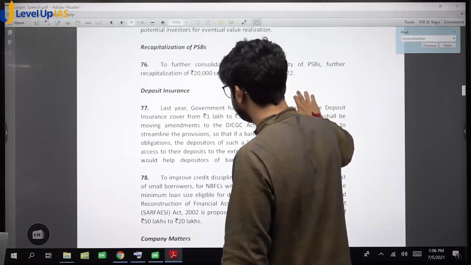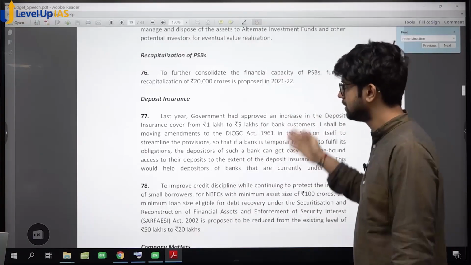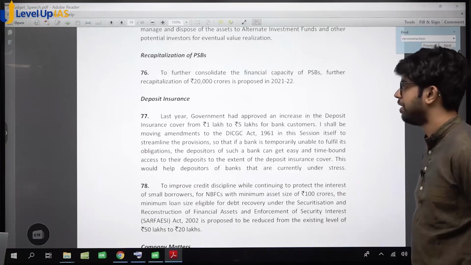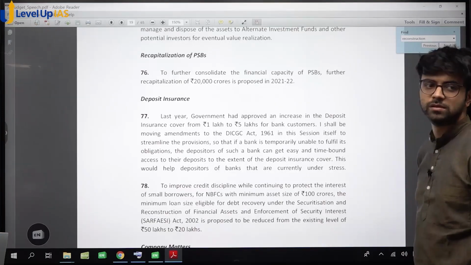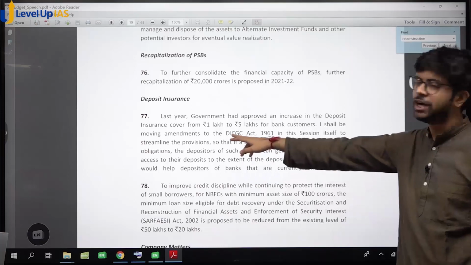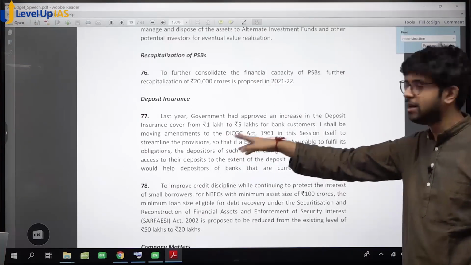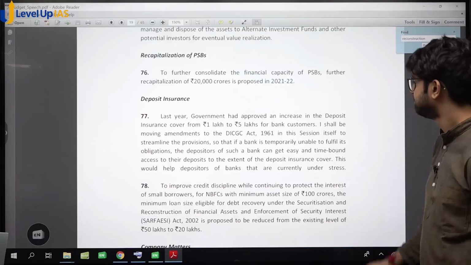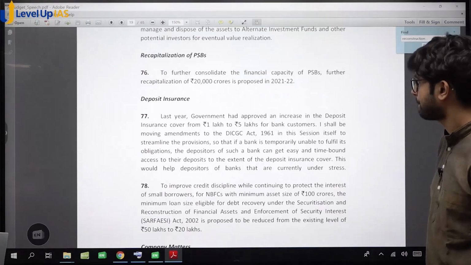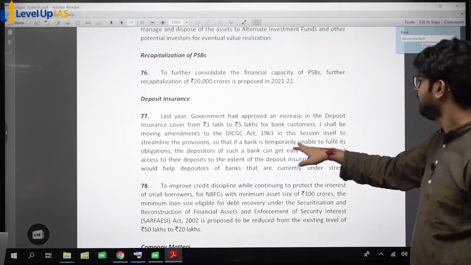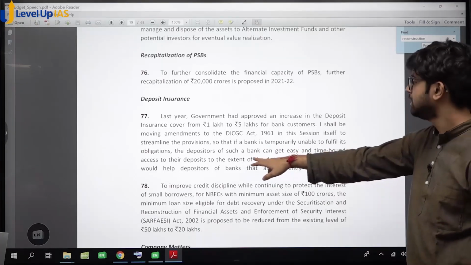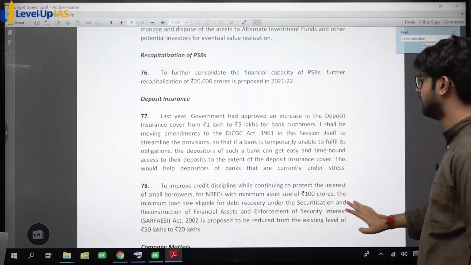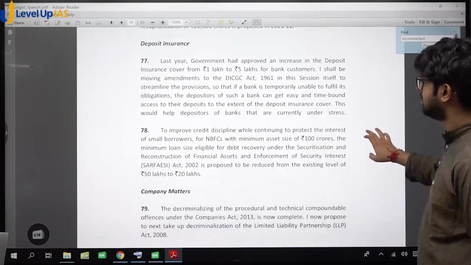By the way, read this. Do you understand this? I think yesterday I told you earlier it was 2 lakh, but it was 1 lakh earlier, then it was increased to 5 lakh. Remember DICGC, deposit insurance? If the bank is temporarily unable to fulfill its obligations, depositors can get easy and time-bound access to deposits to the extent of the deposit insurance cover. Okay?